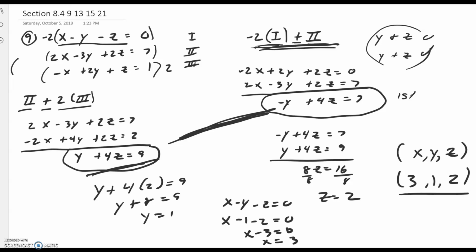That's one solution. And we could check it. I'm not going to check it for you, but we could check it by testing, by putting in 3, 1, and 2 here, here, and here in the first equation and see if we get 0, and putting 3, 1, and 2 into the second equation and seeing if we get 7, and putting 3, 1, and 2 into the third equation and see if we get 1. If all three of those equations check, then we've proven that this is the correct answer.